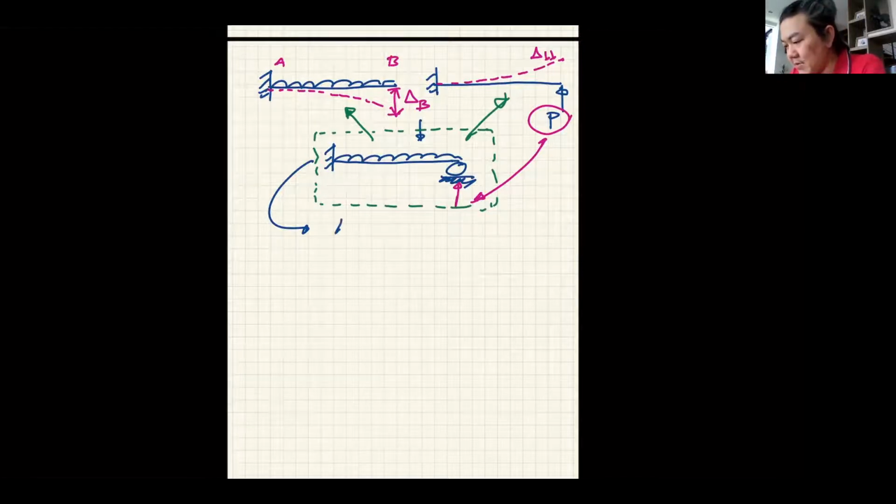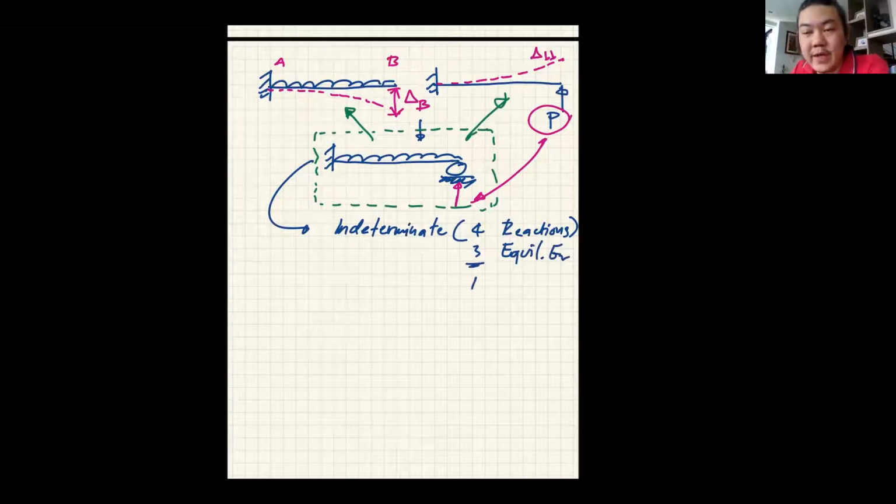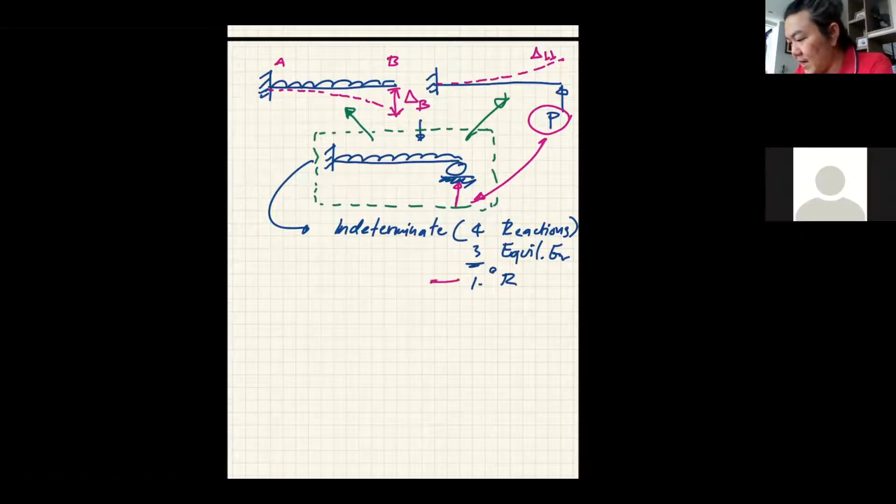So this is your indeterminate structure, okay? Because you have 4 reactions, but you only have 3 equilibrium equations. So this leads to 1 equation short. We call this a degree of redundancy. So this structure has 1 degree of redundancy. As a result, you need to find an extra equation to eliminate this extra unknown.